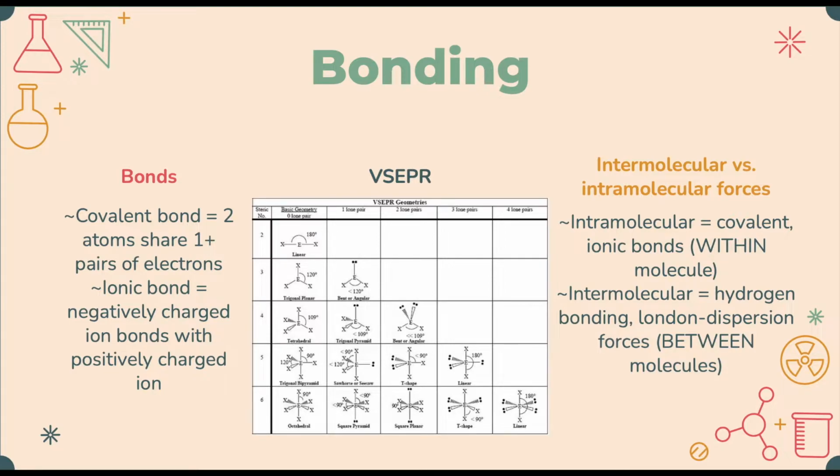Once atoms bond, they form molecules, and to predict the shape of these molecules, we can use VSEPR theory. Here is the VSEPR chart, where the steric number refers to the number of bonds and lone pairs, and lone pairs refer to unbonded valence electron pairs in atoms. Some forces between molecules, or intermolecular forces, are dipole-dipole forces like hydrogen bonding, and London dispersion forces.